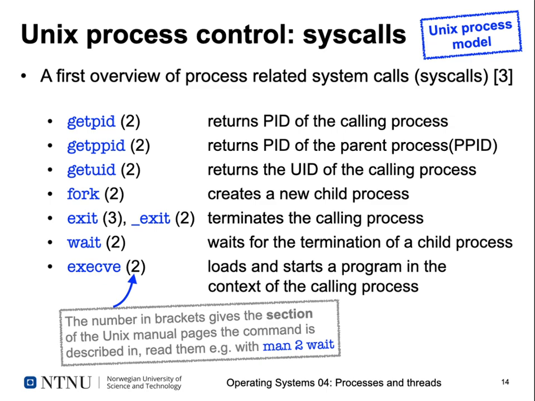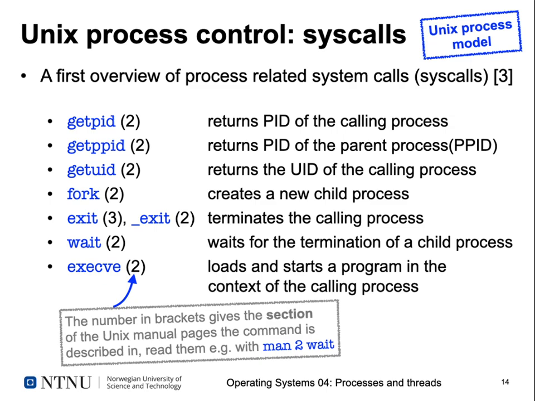So if you want to read this manual page information, it's all online on Unix, obviously. Of course, you can always find it on the net nowadays. So you can type man, then the number of the chapter, 2, and wait. You don't always need to enter this number, but in some cases there are different sections of the Unix manual with a command that has the same name. For example, you can have wait as a system call, and wait might also be functionality of the shell.